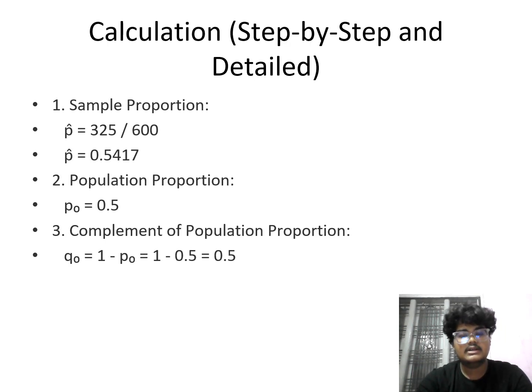Calculation step by step in detail. One, the sample proportion is equal to 325 divided by 600, which is equal to 0.5417. Now the population proportion P naught is equal to 0.5. The complement of the population proportion, Q naught, is equal to 1 minus P naught, which is equal to 1 minus 0.5, which is equal to 0.5, the complement of the population proportion denoted by Q naught.